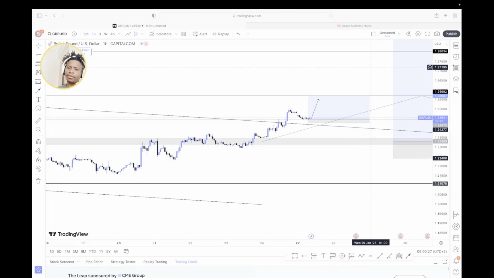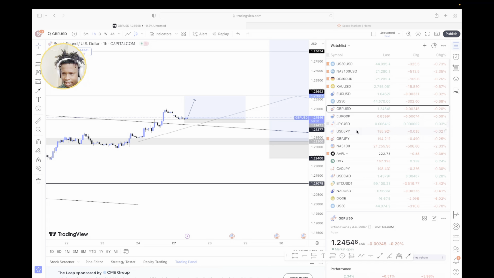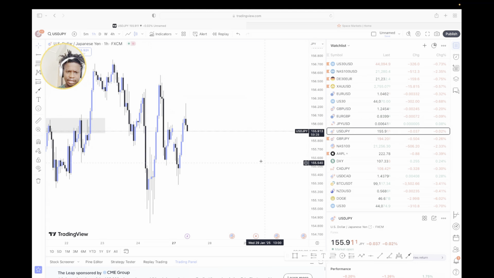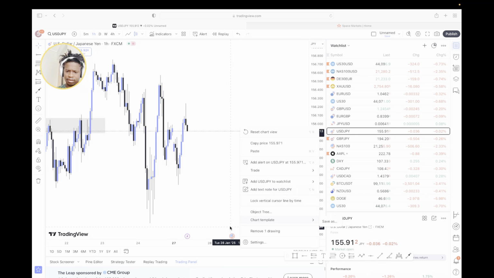Simple. Here's the JPY. Where you at? What's happening this side? I haven't been analyzing this one in a while.